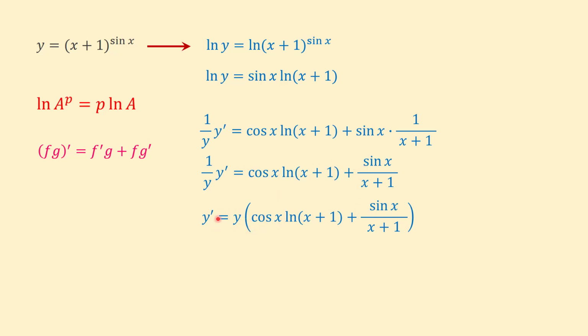If you remember, y was the original function. So instead of this y, we can plug in x plus 1 to the sine of x, because y is x plus 1 to the sine of x. So this is the final answer. Y prime, the derivative of this function, equals x plus 1 to the sine of x, since y was x plus 1 to the sine of x, times cosine of x ln of x plus 1 plus sine of x over x plus 1.